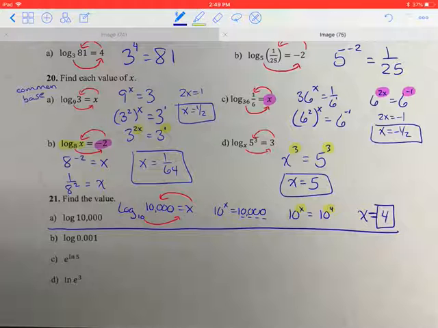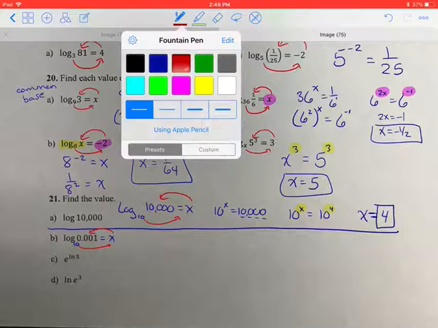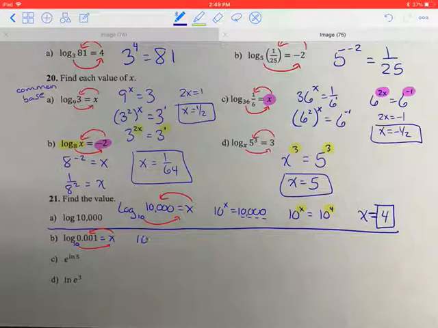Alright, so let's do the same thing with this one. I'm going to save myself some time. I'm going to put the 10 there, and I'm just going to go ahead and set it equal to x. So if you don't see a base for a log, it is a 10. So when I go to exponent form, that would be 10 to the x equals 0.001.